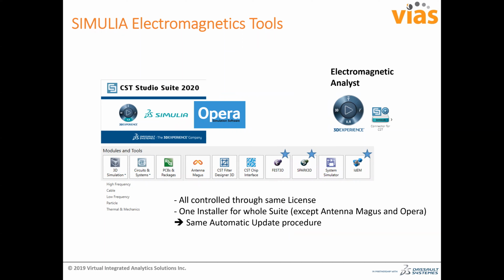So CST Studio Suite 2020 has different modules in a single package, meaning the installation package is the same except for Antenna Magus and Opera. From 2020, Antenna Magus and Opera have a different installation package. Otherwise, all the tools are included, like PCB and Package, which is for SIPI simulation: we can bring the PCB into the environment and then do signal integrity and power integrity analysis. We have a tool for circuit and systems. Similarly, for 3D simulation, there is high frequency, low frequency, particle, and thermal mechanics, the different physics catered for by 3D simulation.